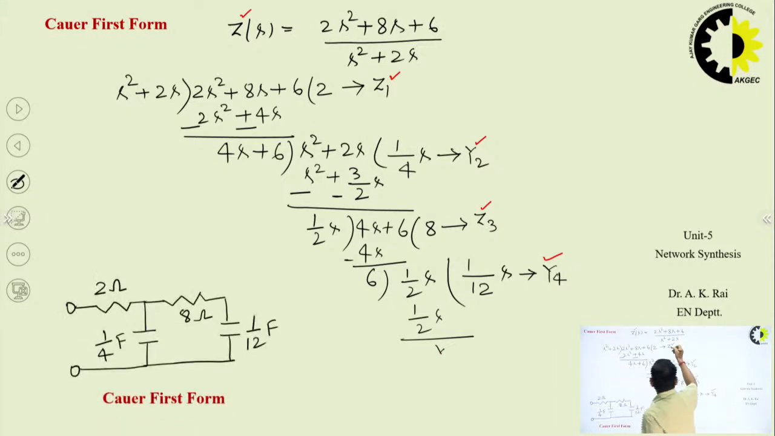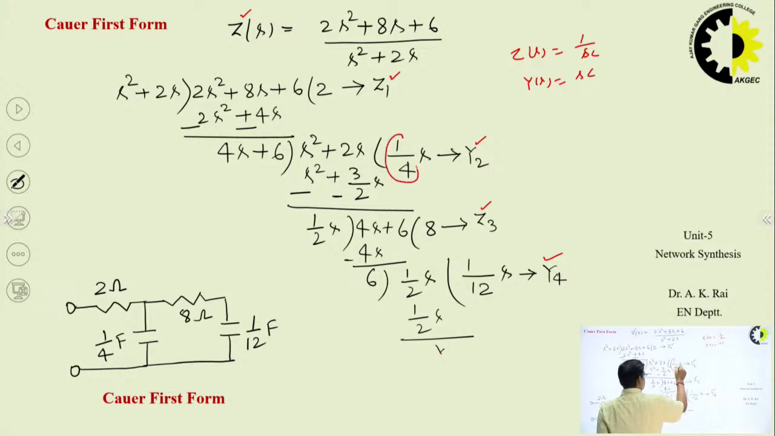So now we can write here. This is Z1 is 2, so it is 2 ohm. Then Y2, it is admittance, so it is 1 by SC, na, Z is 1 by SC. So YS is equal to SC. So this is your C, this is S, and so on. So these are the Cauer first. So in Cauer first you have to carry out the continued fraction expansion about the pole at infinity.